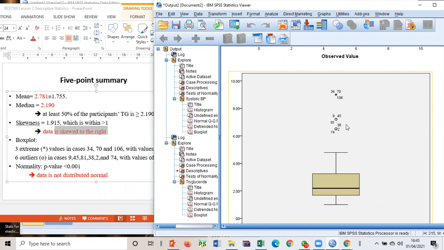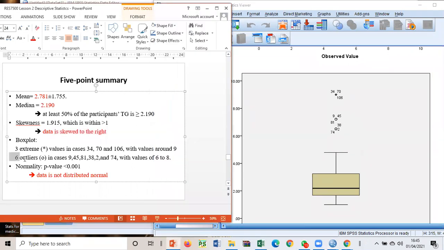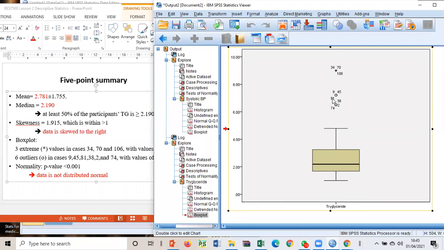Now these circles are called outliers. You go out from this box, but not too far. How many of them here? 6. These cases. What's the value? Project onto this axis. Are they between 6 to 8? Yes, they are between 6 to 8.